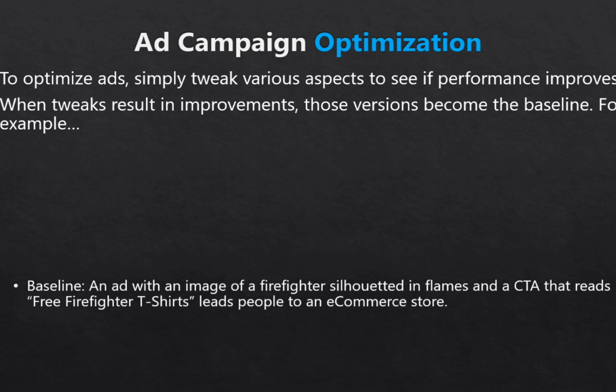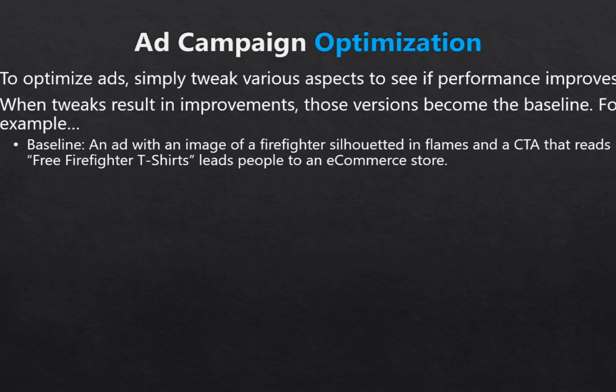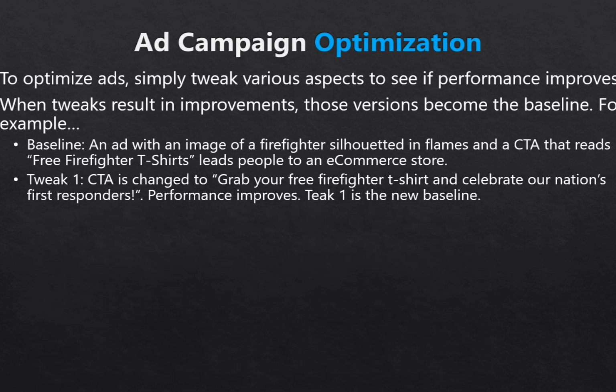For example, let's say you've got an ad campaign for firefighter-themed t-shirt sales, designed to direct traffic to your e-commerce store. You've got an image in your tweet of a firefighter silhouetted in front of some scary flames and a textual CTA saying, "Free firefighter t-shirts." The ad is performing worse than you had hoped. For your first attempt at optimization, you might change the call to action and make it a little more wordy. For example, "Grab your free firefighter t-shirt and celebrate our nation's first responders."